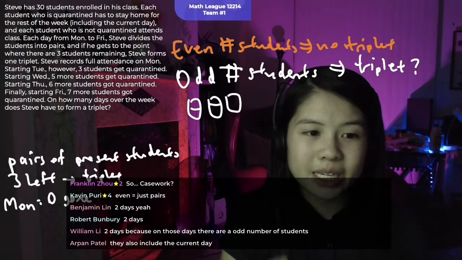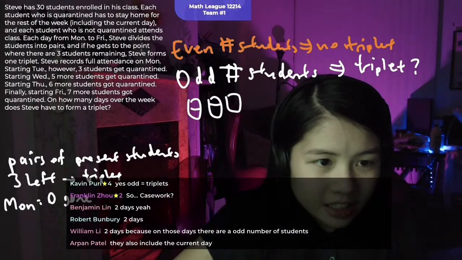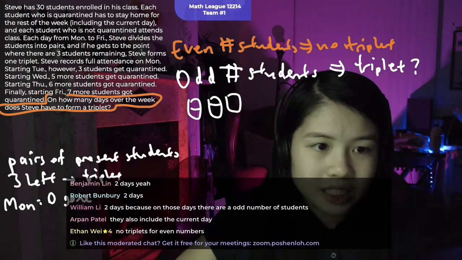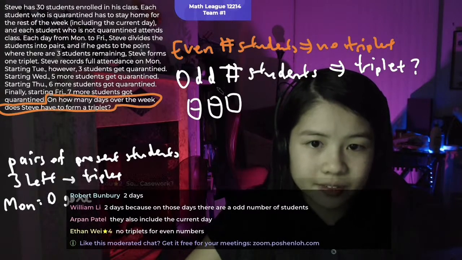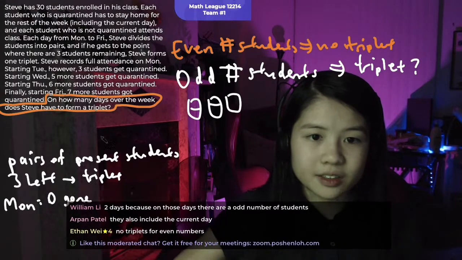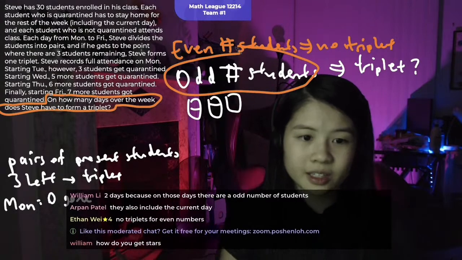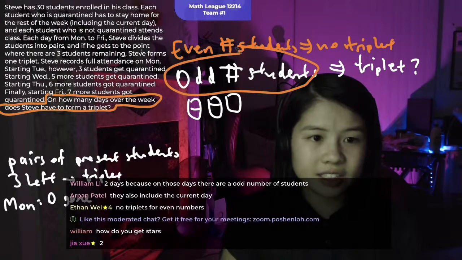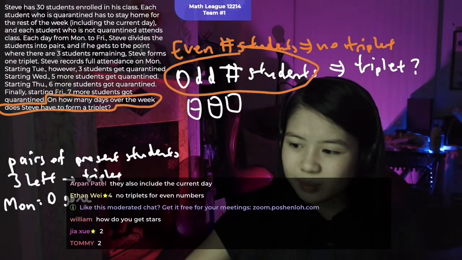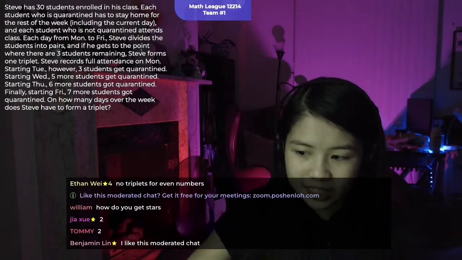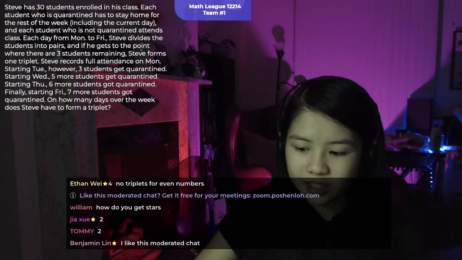Okay, so we basically want to find how many days of the week there is a triplet, that is, how many days over the week there are an odd number of students. This is all we care about, whether the number of students is odd or even. And I think this problem is now a lot simpler. Let's write down for every day how many students there are.